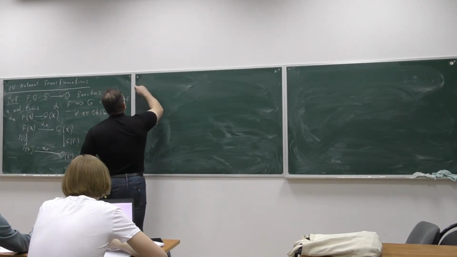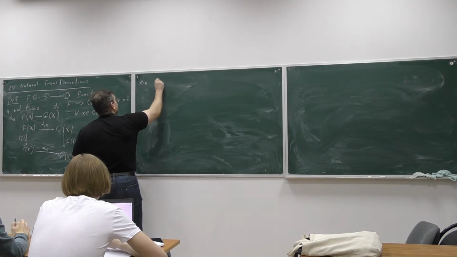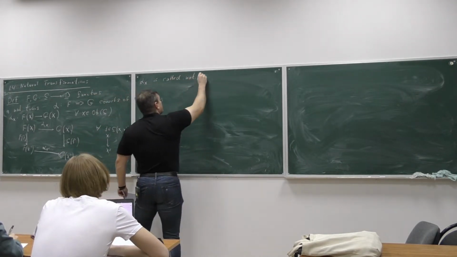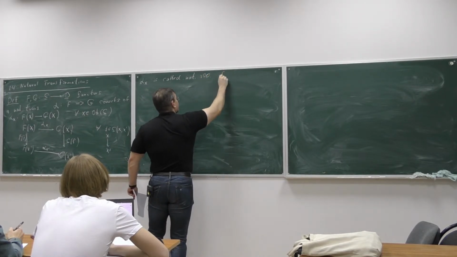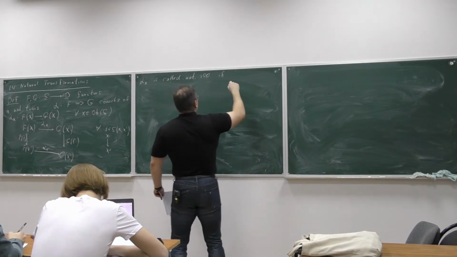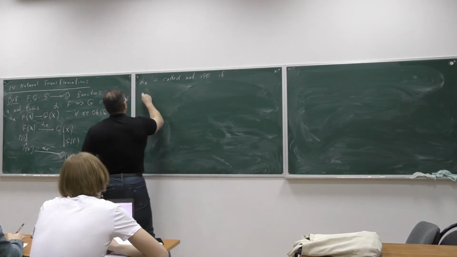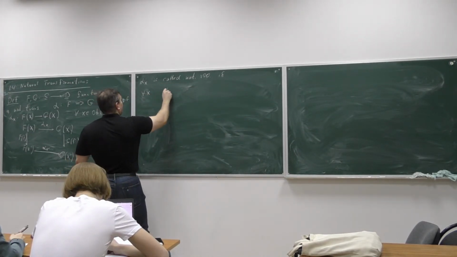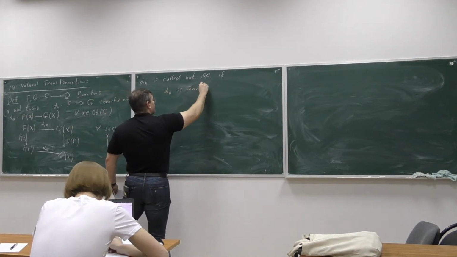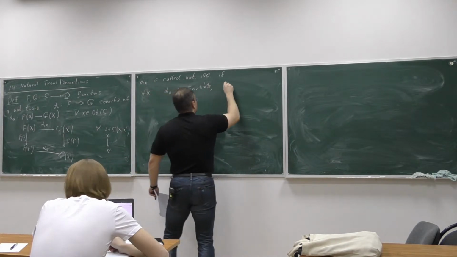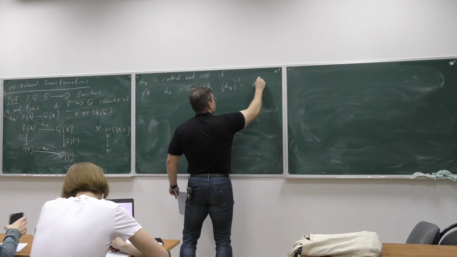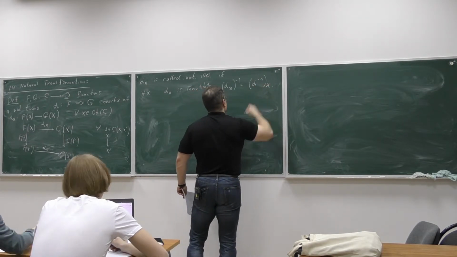Okay, so alpha is called a natural isomorphism if, of course, this is a natural transformation, and for any x, alpha of x is invertible, and we can even write the inverse of this. Well, this is just alpha inverse for the object x.